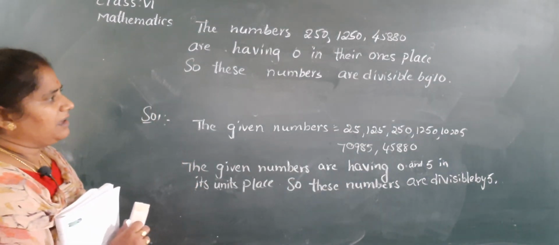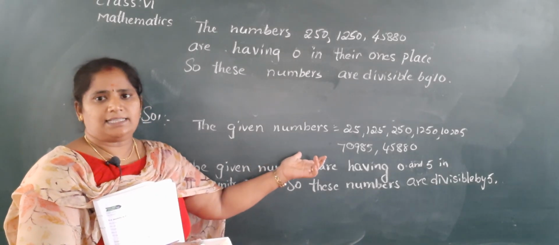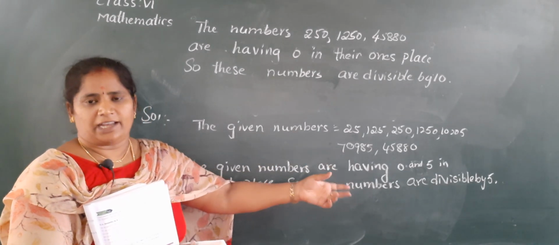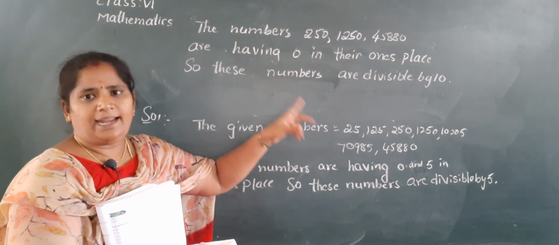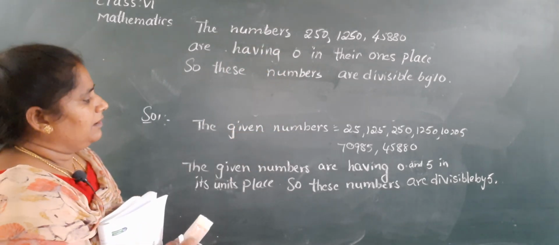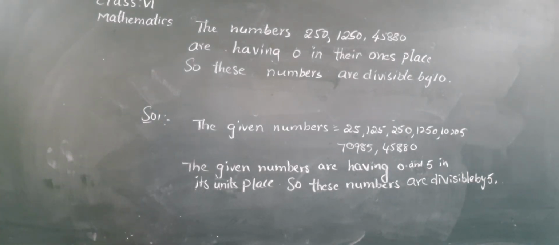Can you get the clarity, Nana? So, the numbers with 0 or 5 in the units place are divisible by 5. The numbers having only 0 in the ones place are divisible by 10. Now, what are they asking in the question? See, Nana?